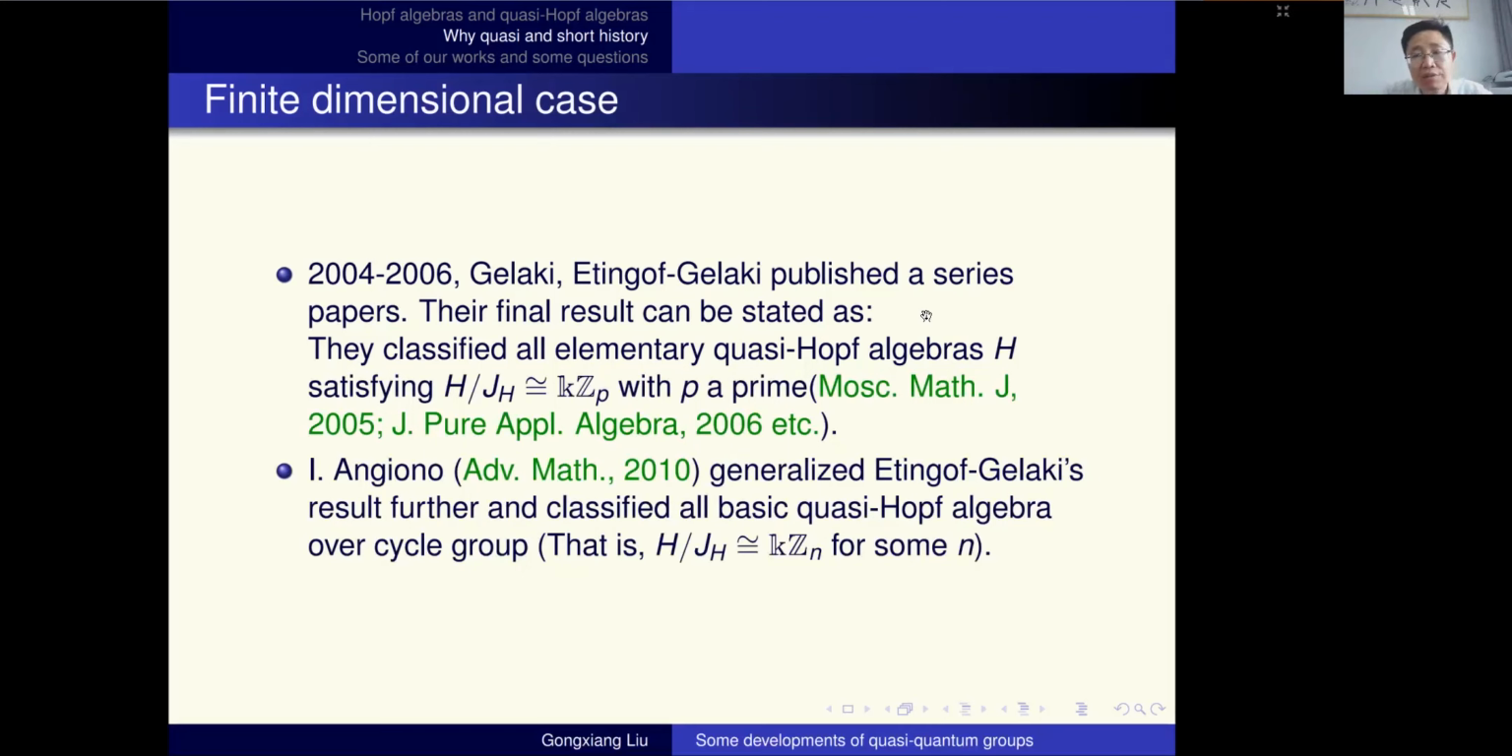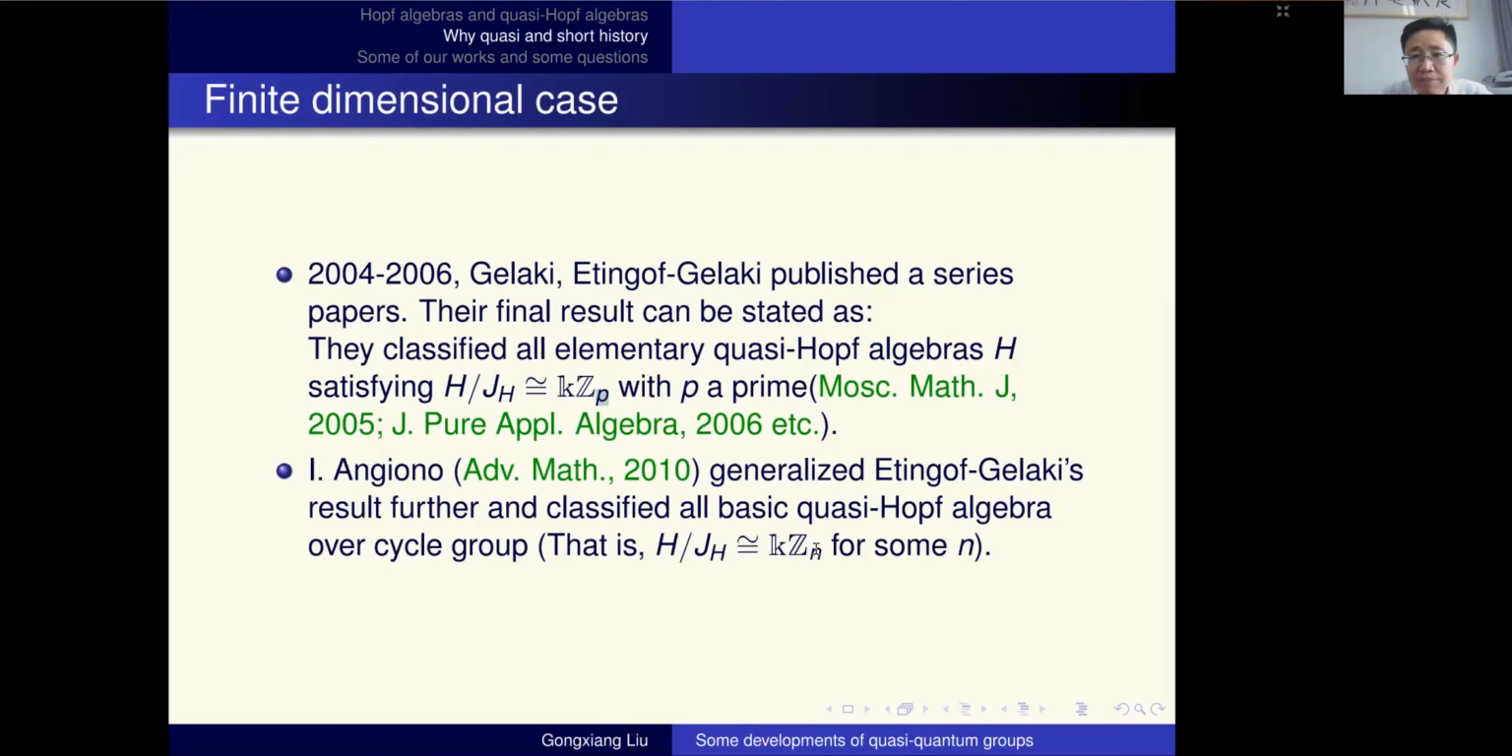And then Angiono generalized this result of Etingof and Gelaki further. Finally, he classified all elementary quasi-Hopf algebras over a cyclic group. Over a cyclic group means H modulo the radical is a cyclic group. So compared with Etingof and Gelaki's result, he generalized the p to a general n. Okay.